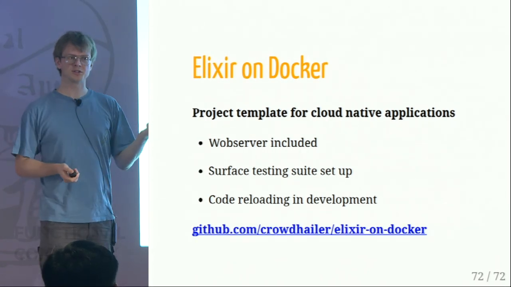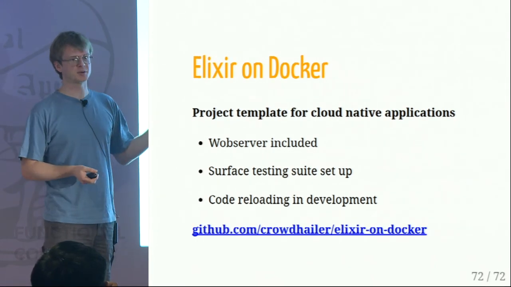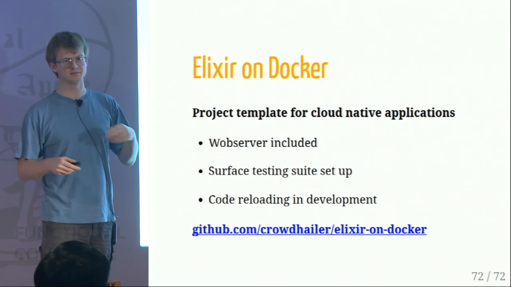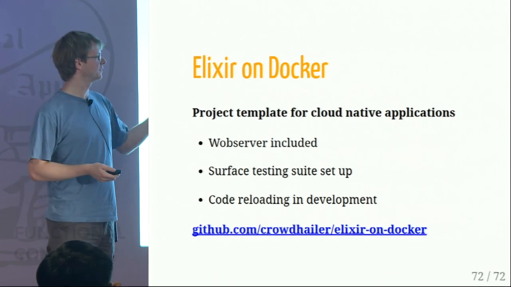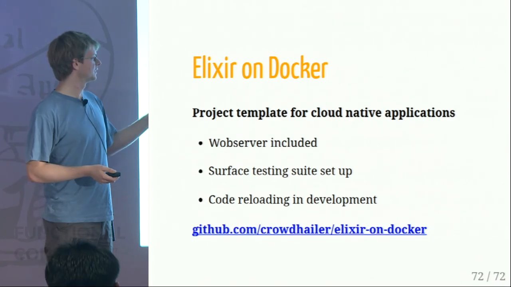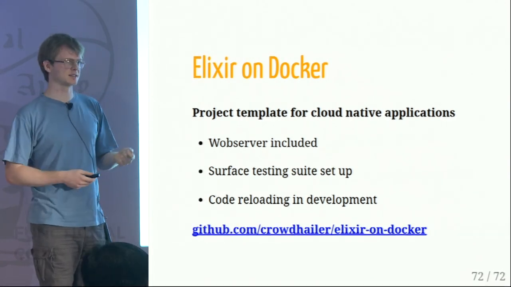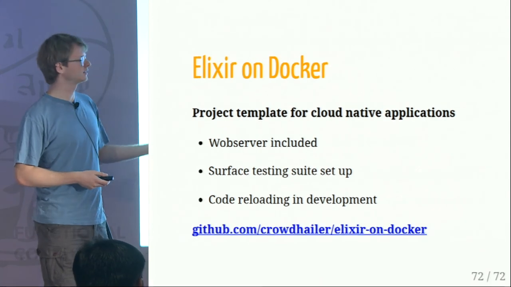But if you don't have Elixir installed or Erlang installed, but you do have Docker installed, you can start with this straight away. You can clone it, you can run it, you can get experimenting. It has Wob Server set up, so if you go to the right port, 4001, you'll see that. It has a surface testing suite set up, so you can run that. It has instructions on how to run it, so there's an example of setting one up. And it has a few more niceties.